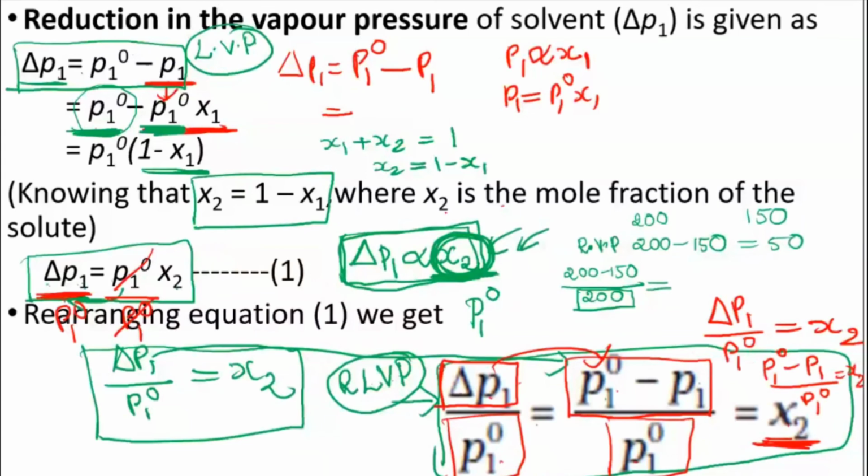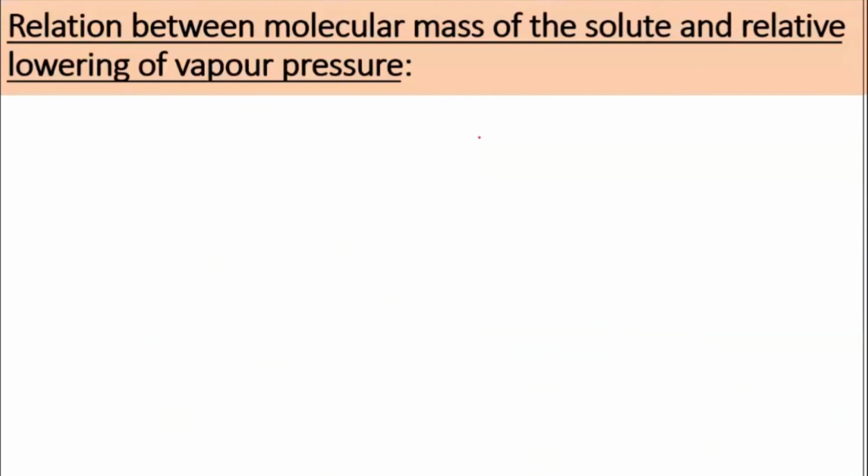Okay. Now next, we are writing the same relationship we have got in terms of molar mass. Using this value, you can calculate the molar mass also, because you know the mole fraction. So if you know the mole fraction, then we can elaborate that and find out the molar mass of that particular solute. So we will see how to do that. We have this equation now: delta P1 divided by P1 naught, or you can write P1 naught minus P1 divided by P1 naught, is equal to mole fraction.